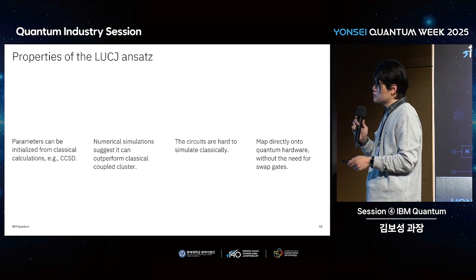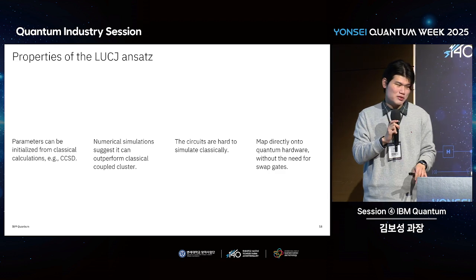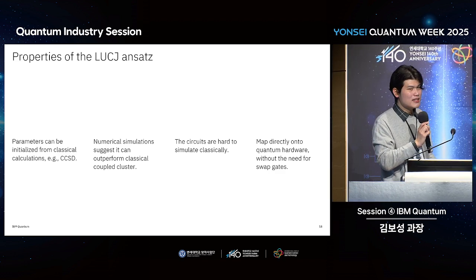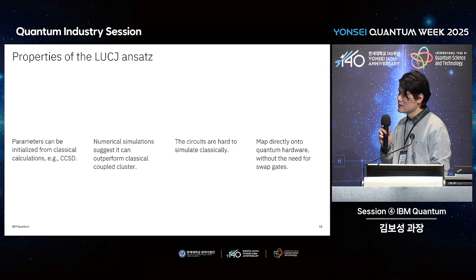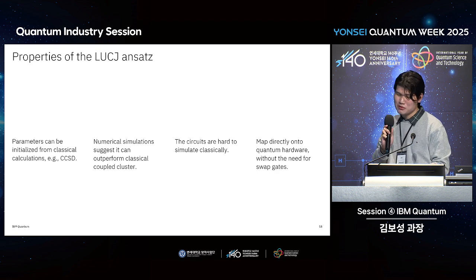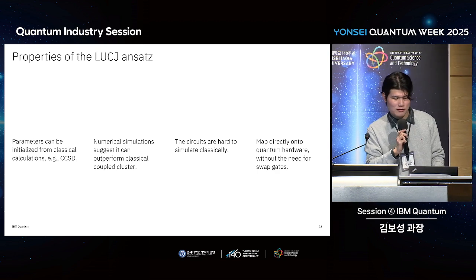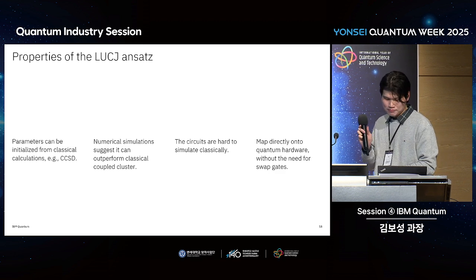And third, the circuits are hard to simulate classically, which is also very important when we are looking for quantum advantage. And lastly, it maps directly onto our quantum hardware, which we have intended over the time, without the need for swap gates.